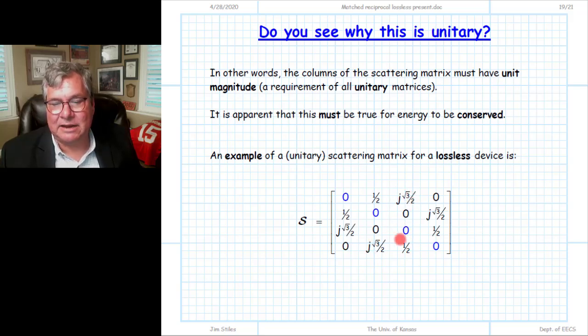One more thing we need to add to it, though. We take the complex conjugate of this element, minus j square root of 3 over 2, and we multiply by 1/2, and then we get minus j square root of 3 over 4. Well, j times the square root of 3 over 4 plus minus j square root of 3 over 4, of course, is equal to 0. So these two columns are likewise orthogonal to each other.